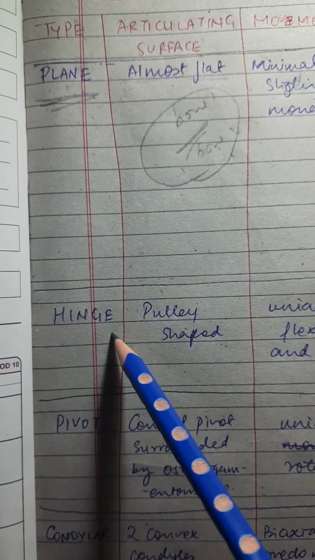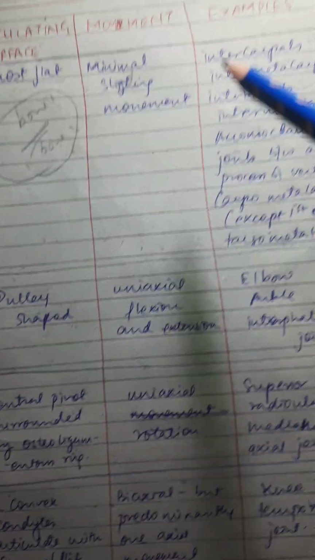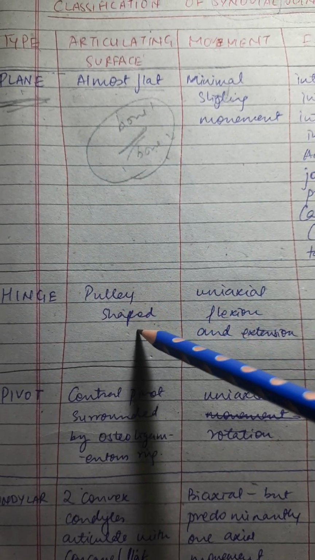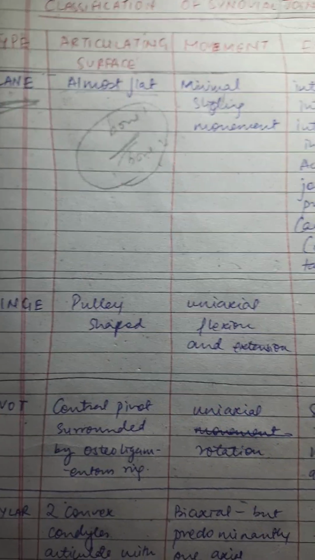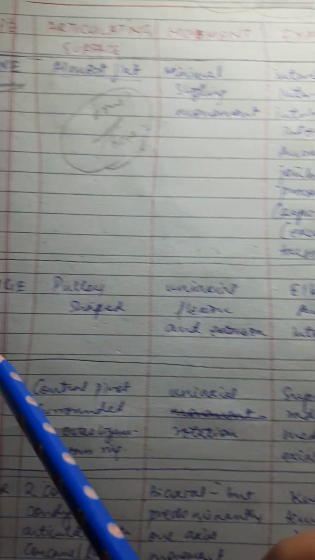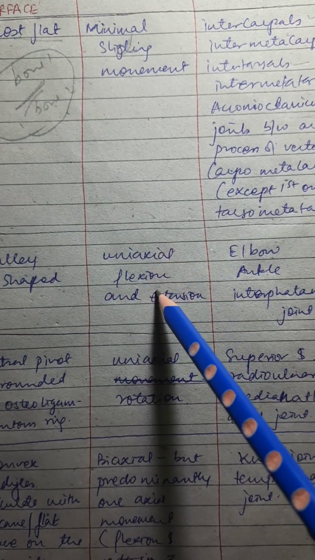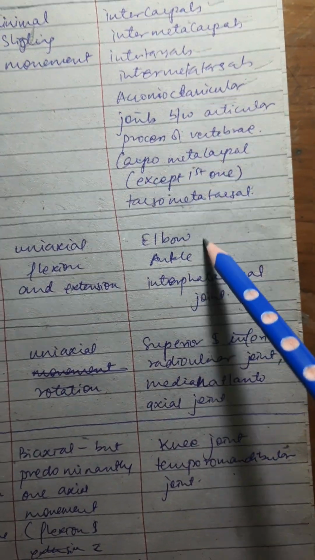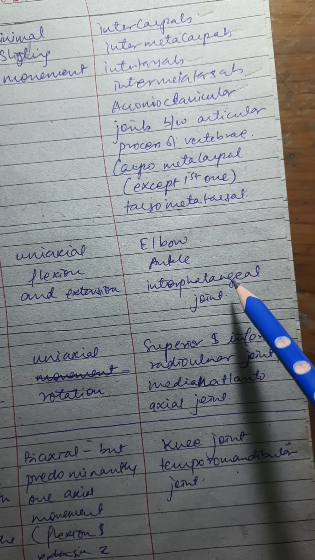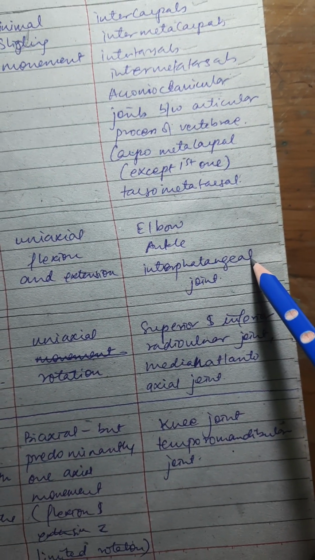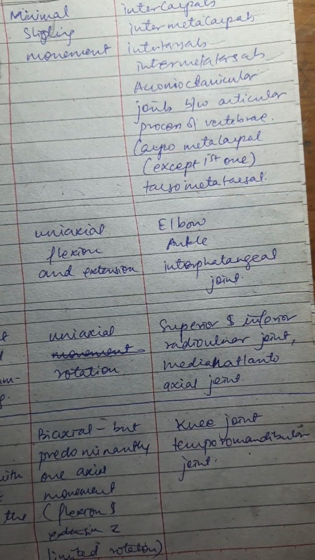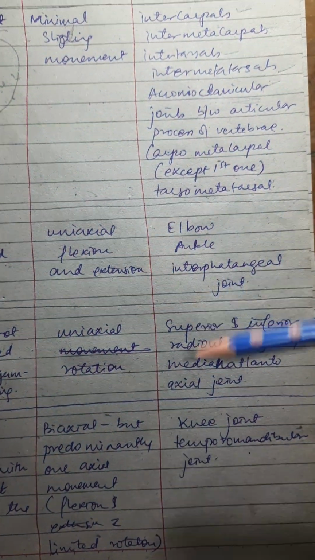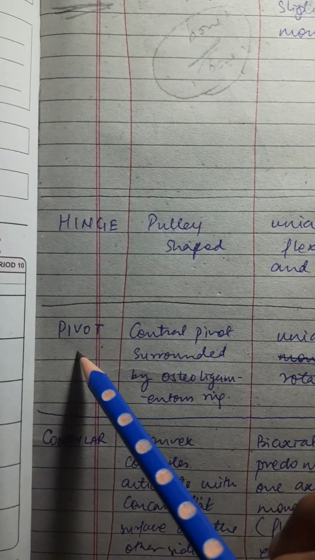Coming to the second one, which is the hinge joint, it is pulley shaped. So the two bones, articulating type is pulley shaped. Now the movements in hinge joint are uniaxial flexion and extension. Uniaxial, one in one axis. So we have elbow joint, ankle joint, and interphalangeal joints. Interphalangeal joints in between the phalanges. So we have, right, it can move only in one axis.